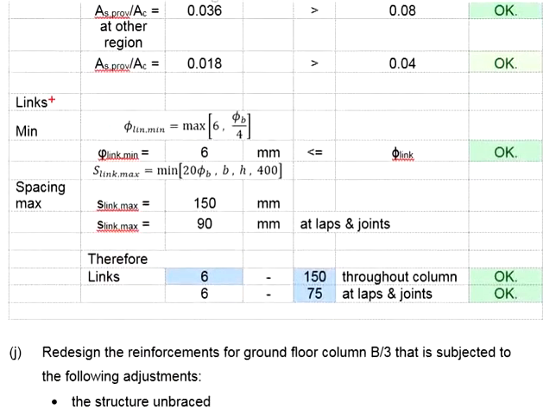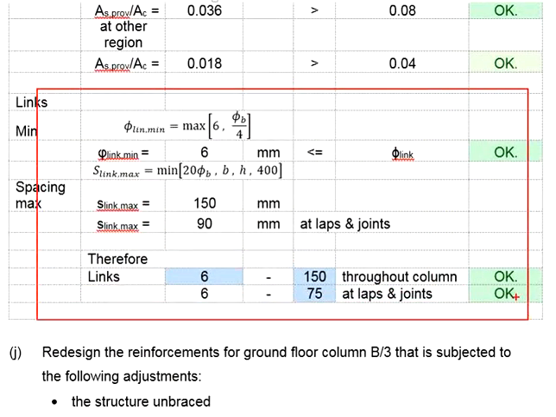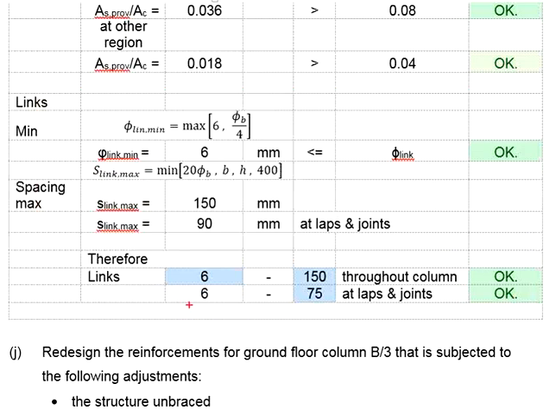This calculation step will be the same as our previous calculations. Ultimately, you're going to provide 6 mm diameter limb with the spacing of 150 for the column, and when it comes to the joint or the lapping regions, the maximum spacing will be 75.